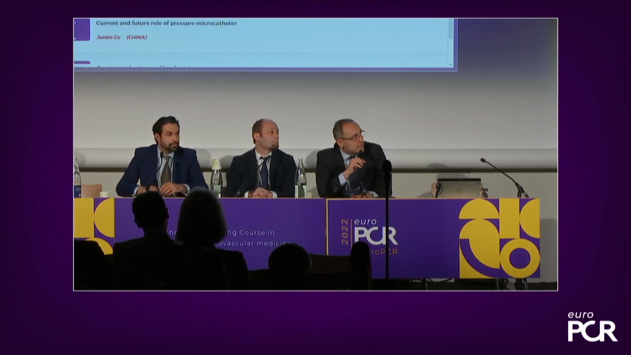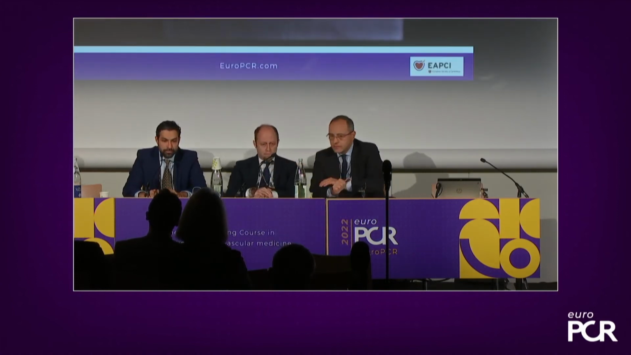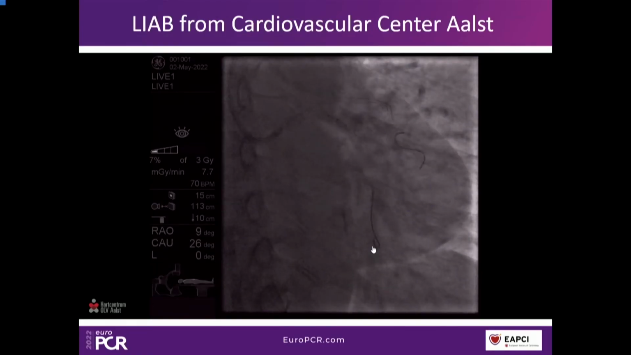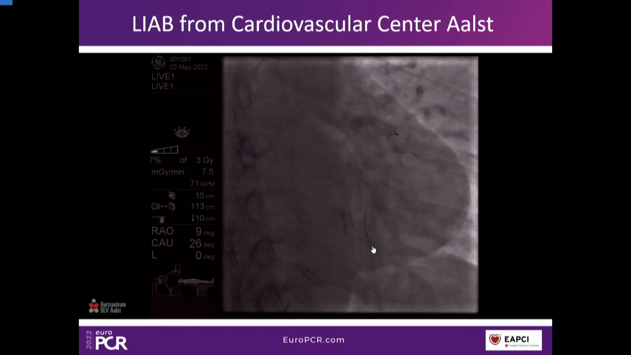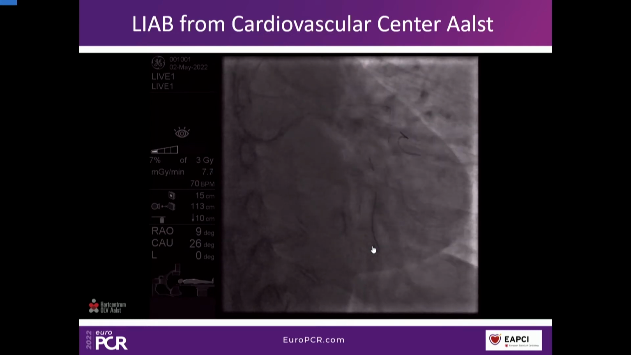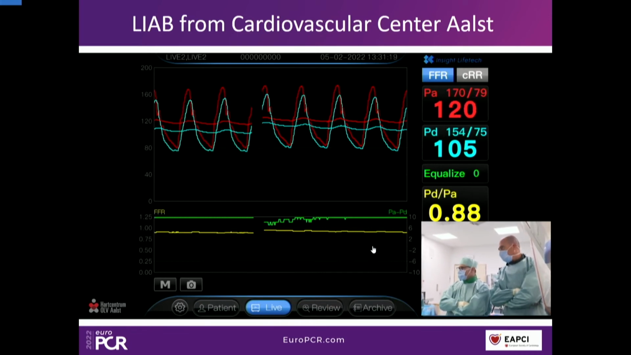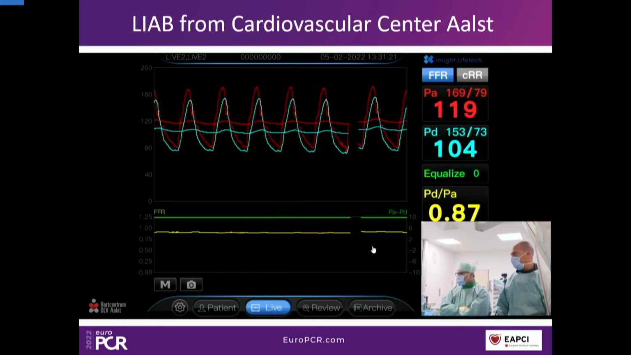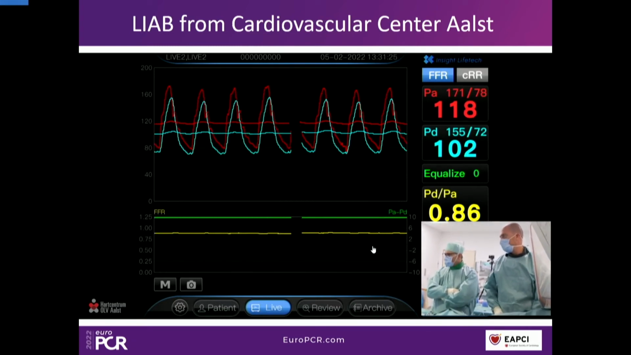Why don't we see the remaining part of the case, Emanuele? Okay, so we have now shifted to the circumflex where we encountered a quite difficult or challenging wiring due to a short left main. But once the wire is down, it's easy to advance the microcatheter, and we'll measure the FFR again. 0.90, that's good. 88, 89. Okay, so the FFR is negative. We will nevertheless perform a pullback.